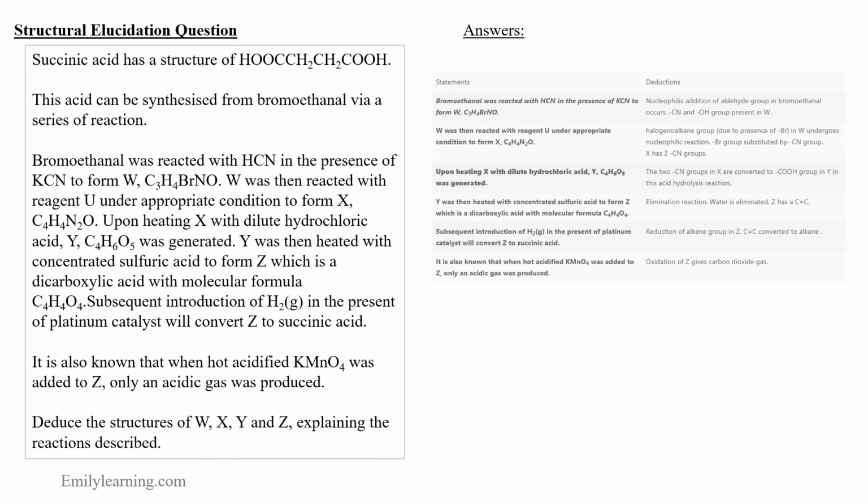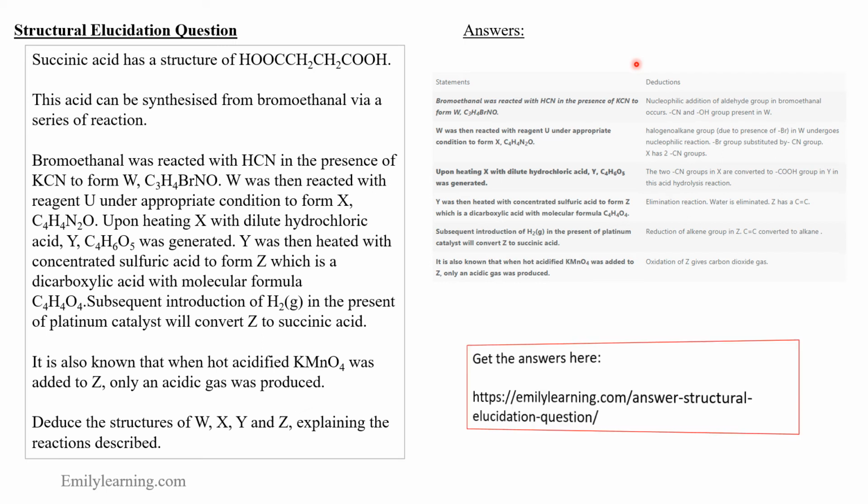So this is how you answer. You set up the table with statements and deductions. I know this is a bit small, so if it's small, please refer to the website here where you can see these answers clearly. How I will do it is statement by statement. So I know that bromoethanol reacts with HCN in the presence of KCN to form W. So I write down this statement. I know that this reaction is a nucleophilic addition on the aldehyde group of bromoethanol, and the product formed will have an OH as well as a CN group. So I'll write that in.